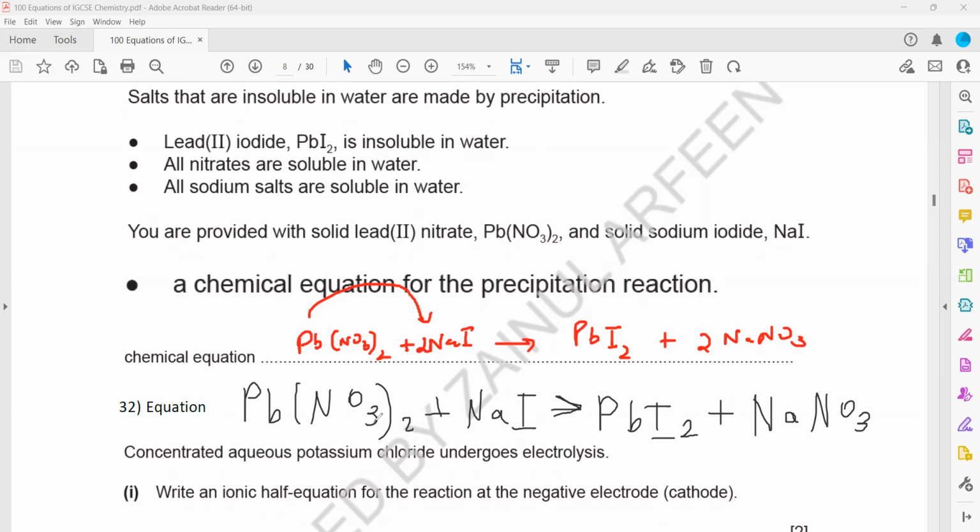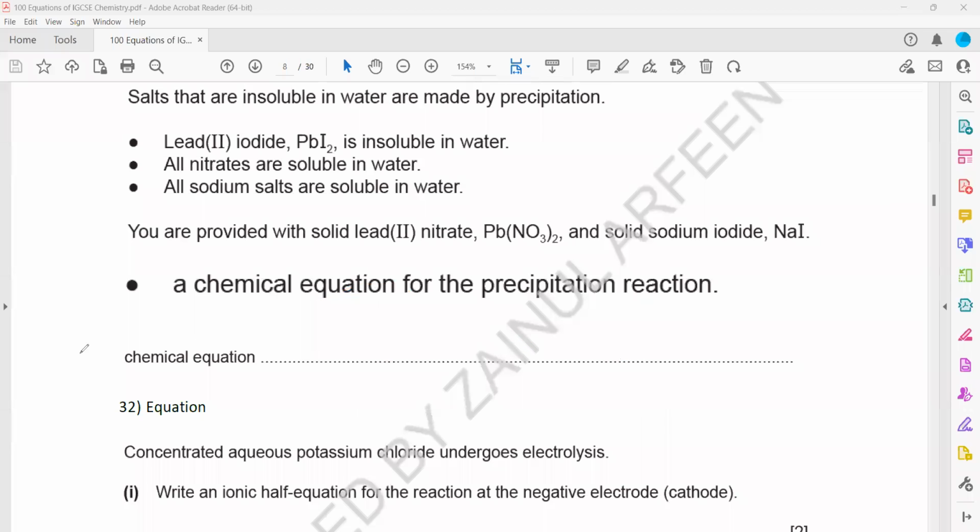What if the same question was there and they asked you to write an ionic equation for this formation? If they ask for an ionic equation, we will just simply write for lead iodide, which is a precipitate. It is formed by the combination of lead and 2 iodide.